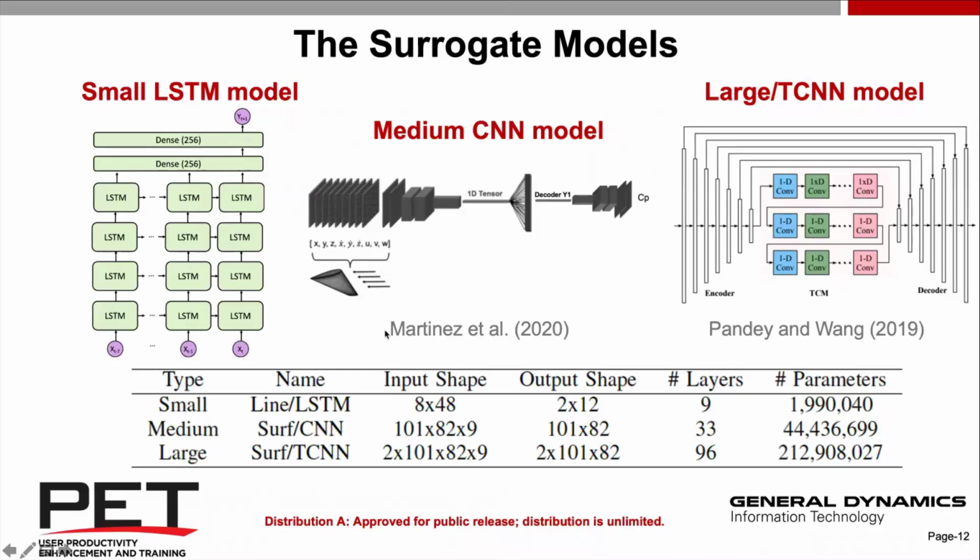The next thing we need are some rotorcraft surrogate models to test. We chose 3 different surrogate models at 3 different orders of magnitude in terms of number of trainable parameters. Note that these are real models that are being used in rotorcraft analysis.